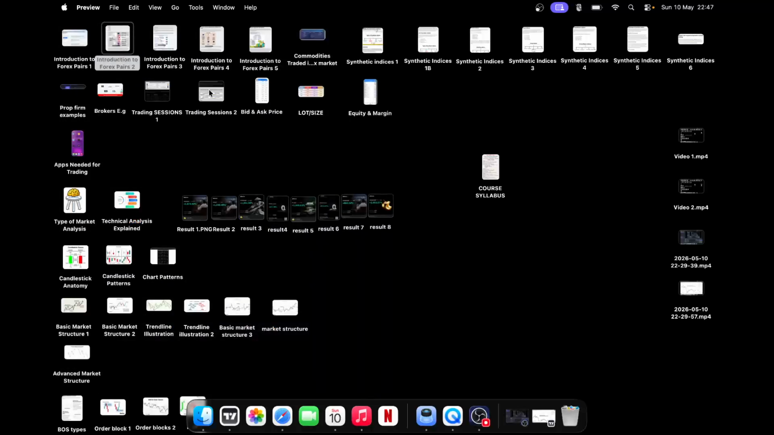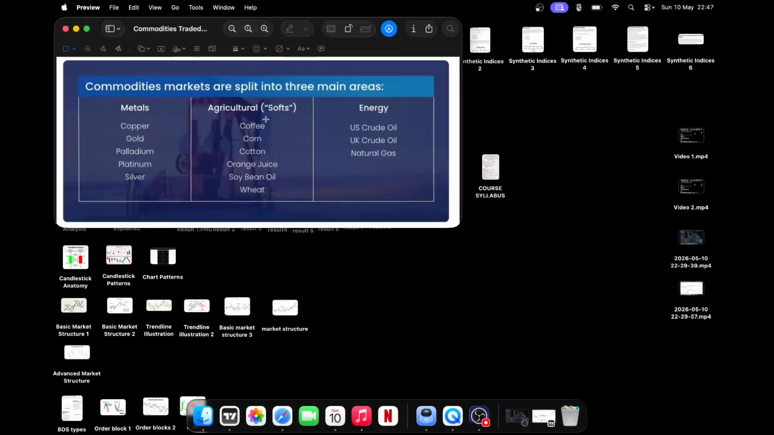You might decide that you want to be a commodity trader. Commodities are not currencies of the world, but they also trade them. They are divided into three main areas: we have metals, we have agriculture, we call them soft commodities, and we have energy. All these things also have charts on TradingView, and you can trade them to make money from them.